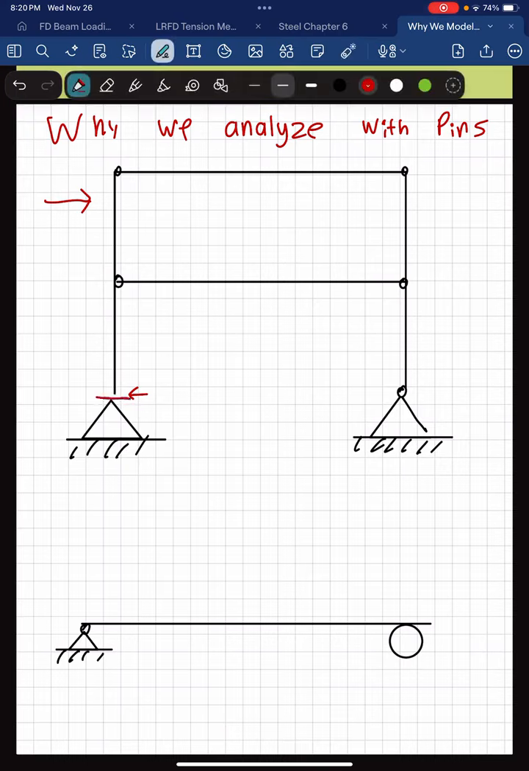Now, yes, it is understood that even though it has a base plate on it and that it will not be allowed to freely rotate, it is going to have some amount of moment force that goes into it, but quite frankly, it's insignificant to the actual force that is intended to be modeled in the beam. So this is why we model a lot of these connections as pins.